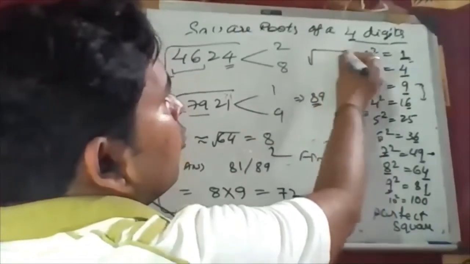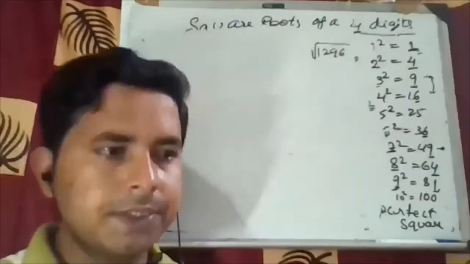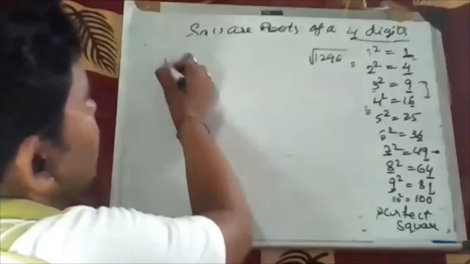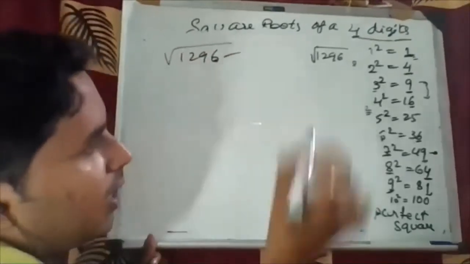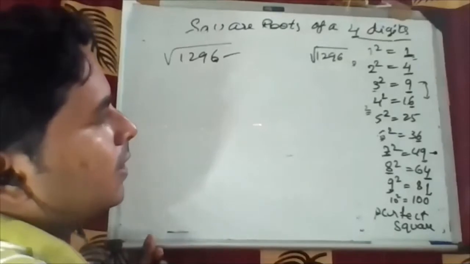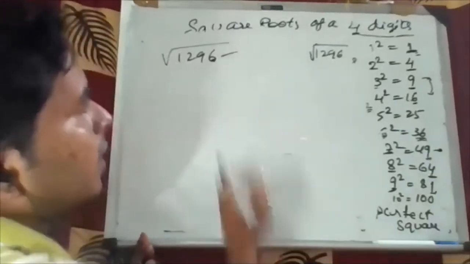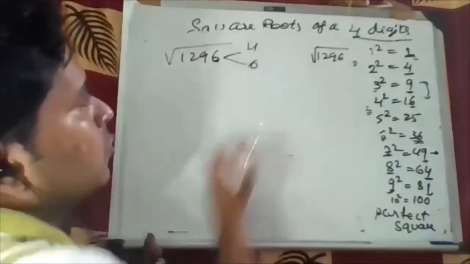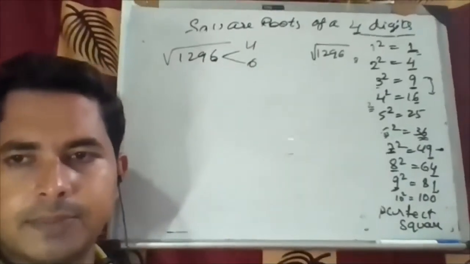Square root of 1296, find out. Just check. 1296, the last digit is 6. So your answer should end in either 4 or 6. It should lie between 4 and 6. Okay, it will end in 4 or 6.